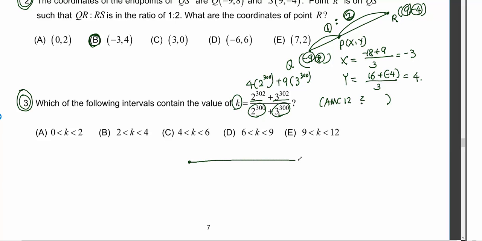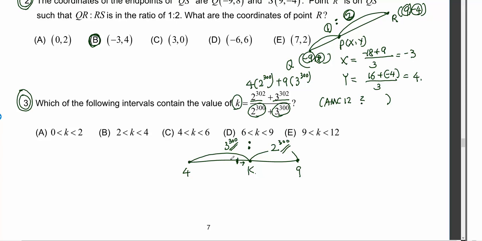So I'm going to make the line to make it easy, okay? We have 4 as the small number and 9 as the big number. We're going to divide this, the length is only 5, right? So which side is the ratio? 4 times 2 to the 300 on one side, and 9 times 3 to the 300 on the other side. That's the ratio. We're going to find the value of k over here. It should be to the right side of half of this number.